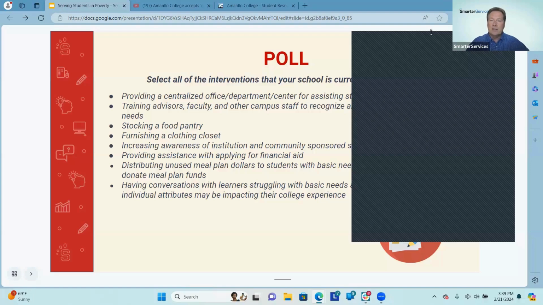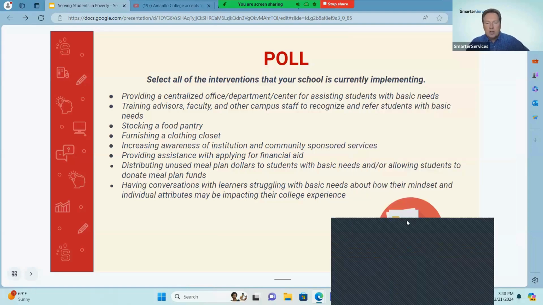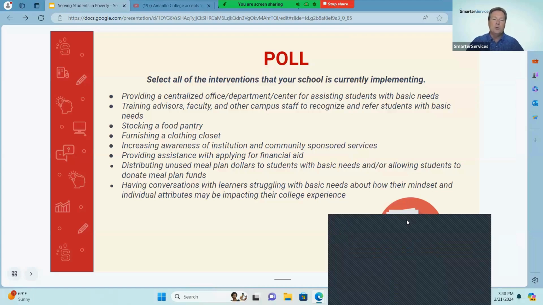And then the last bullet there is, does your institution currently have conversations with learners that are struggling with their basic needs about how their mindset and their individual attributes may be impacting their college experience?